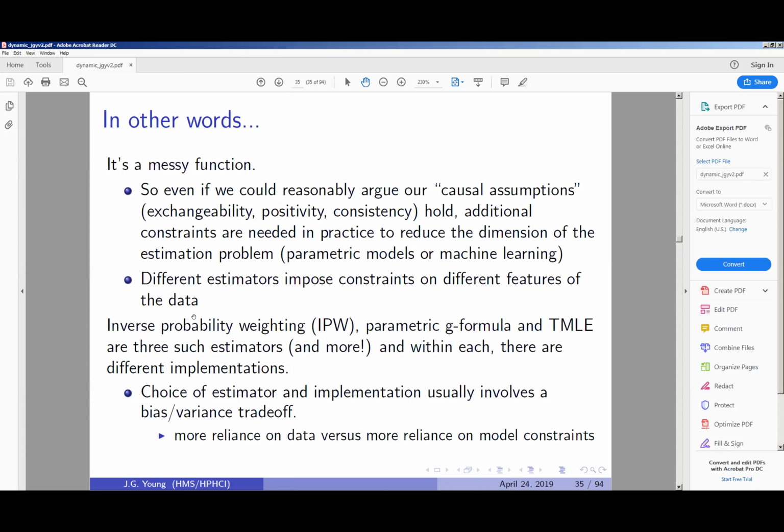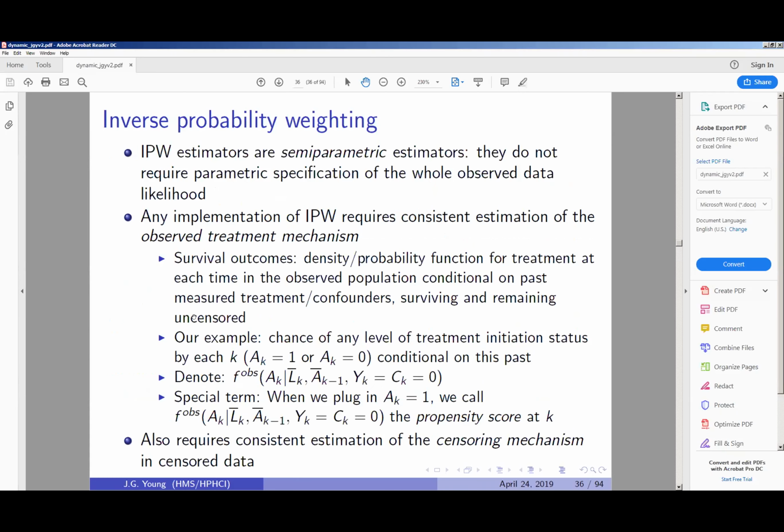And the trade-off is going to require you to decide, do I rely more on data or more on model constraints? And that's linked to what we originally talked about, which is the choice of questions. So when you have data that well supports your question, you can rely more on data. When you don't, and you insist on answering that question, you're inevitably going to rely more on model constraints.